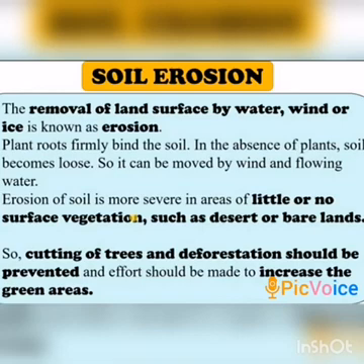So, what should we do to avoid soil erosion? Cutting of trees and deforestation should be prevented. This only prevents soil erosion. And efforts should be made to increase the green areas. That means we should plant more trees. This will prevent the soil erosion.